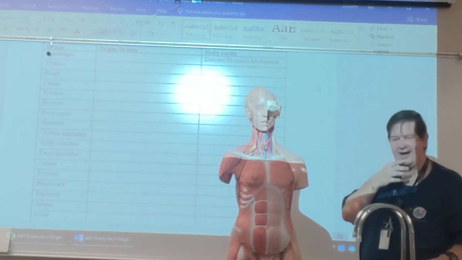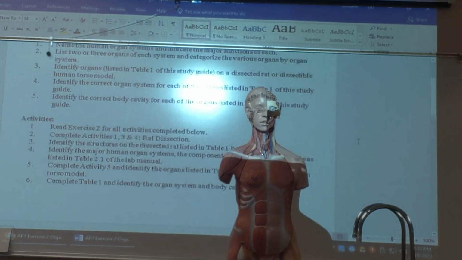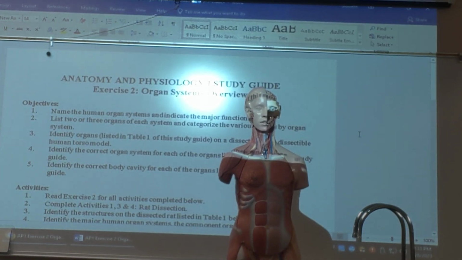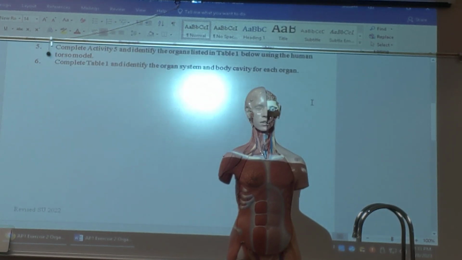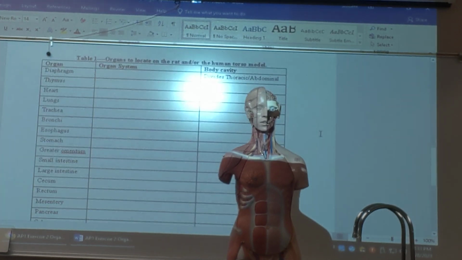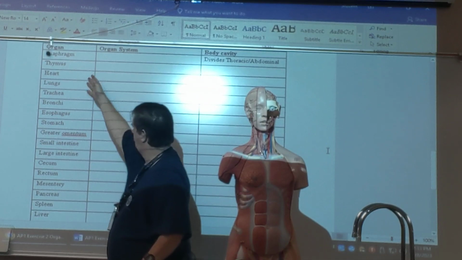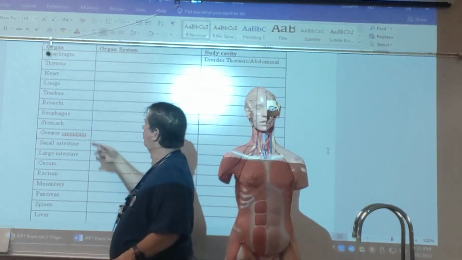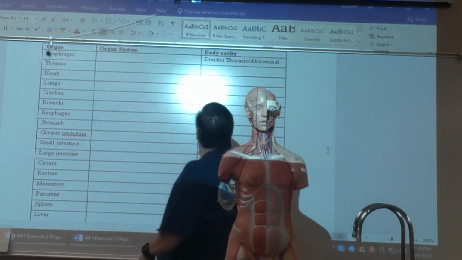And so I pulled up the study guide. This is exercise 2, chapter 2, organ systems overview, all the activities that you look at here. The other videos and the photos that you have will help you prepare, but this table 1 at the end, I'm going to go through it with you. So let's start with each organ, even the diaphragm. For each organ we're going to list what cavity it is in and what organ system it is part of.